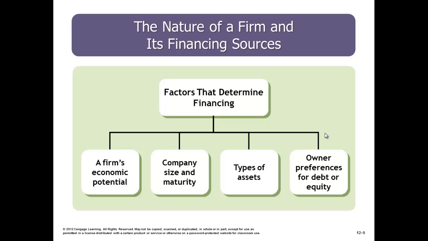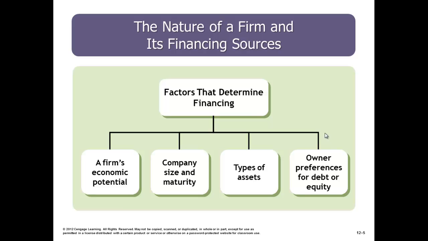One of the things that will dictate what you can do about financing your capital is your economic potential. What is the company's economic potential? What can you do? Where can you grow to in terms of your company? What kind of size is the company right now, and what kind of maturity does the company have right now? Is there an established record? Has the company been around long enough to be able to predict what it's going to do in the future, at least to some extent?